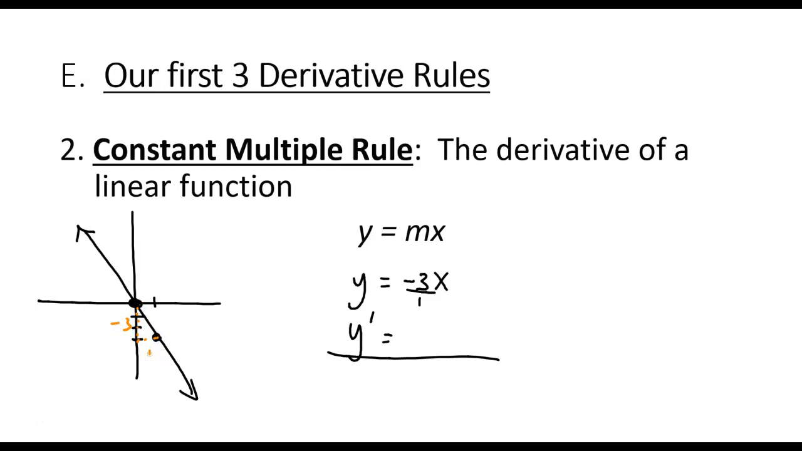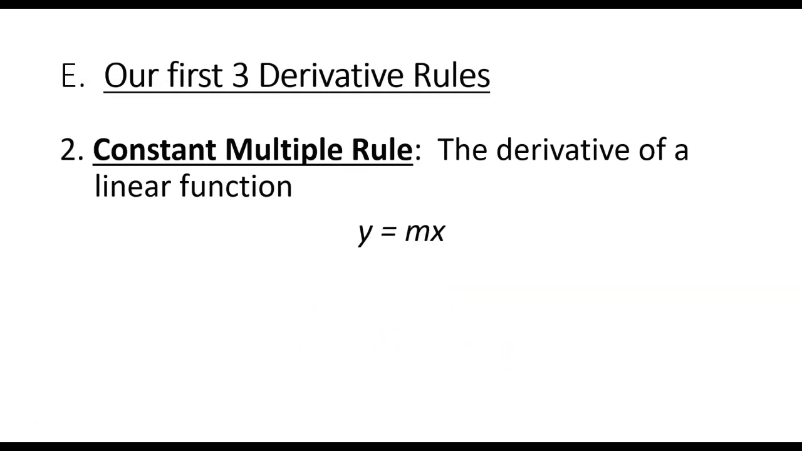Now, as you can tell, you actually don't need to graph this at all. You could see the slope. The slope of a linear function is -3. And if the slope of that linear function is -3, guess what? That means the derivative is -3. So here's our rule for constant multiples.